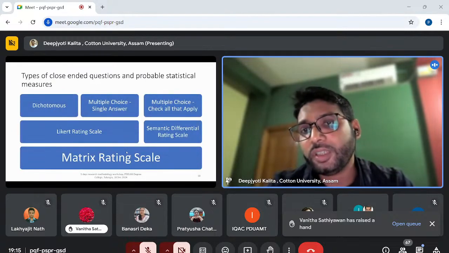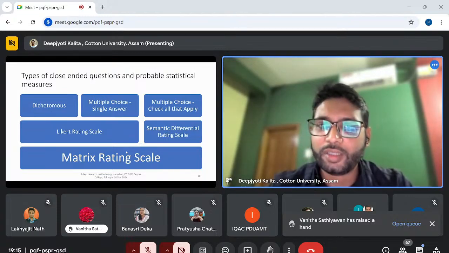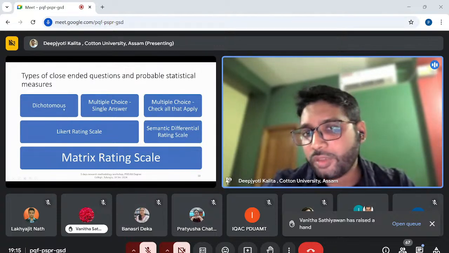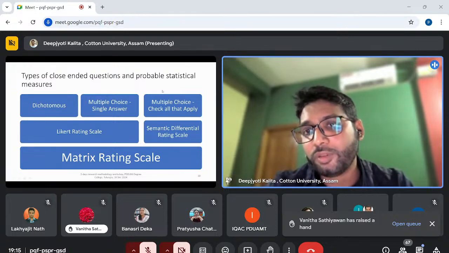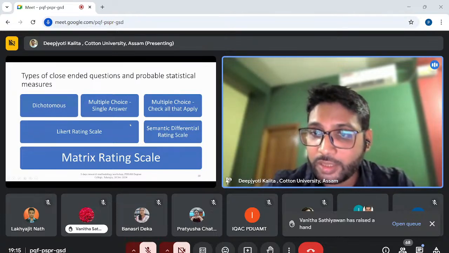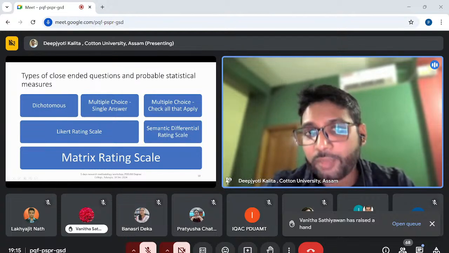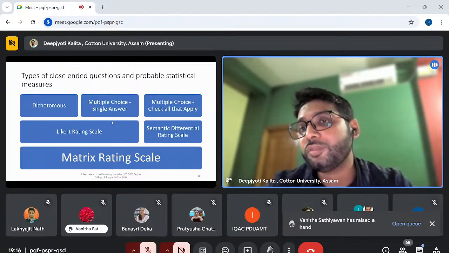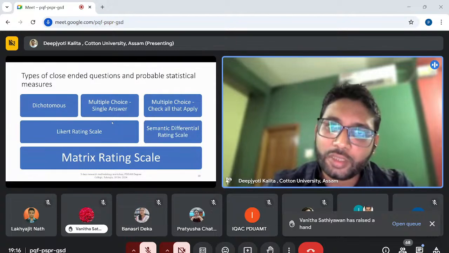But for close-ended questions, there are multiple categories of close-ended questions in a questionnaire, and these are actually based on the variable type. Dichotomous is one type of close-ended question. Multiple choice single answer is one type. Multiple choice check all that apply. We have already encountered these kinds of questions. Likert rating scale, semantic differential rating scale, matrix rating scale. These all depend on the type of variable that the answer to the question is going to satisfy. Based on that only, the categories of close-ended questions have been made.